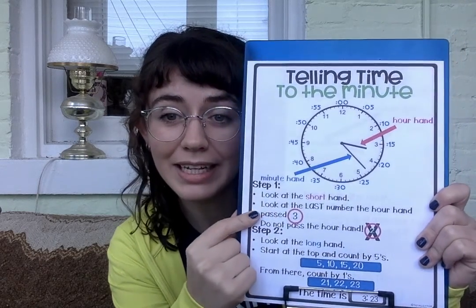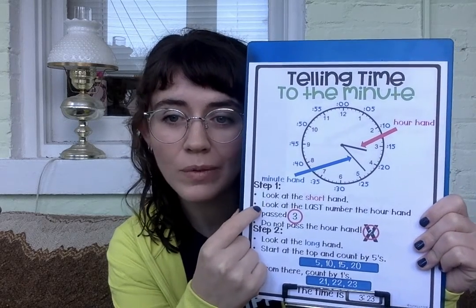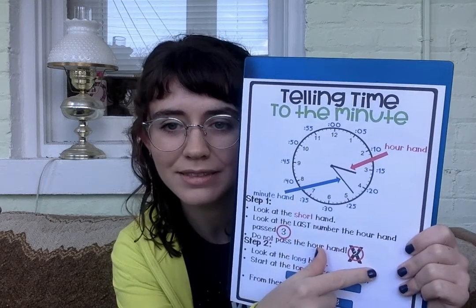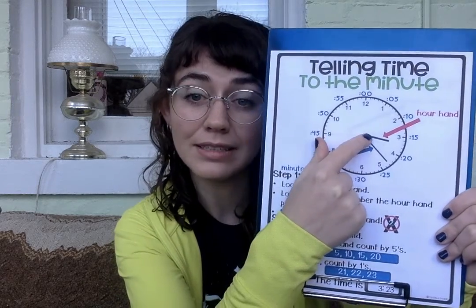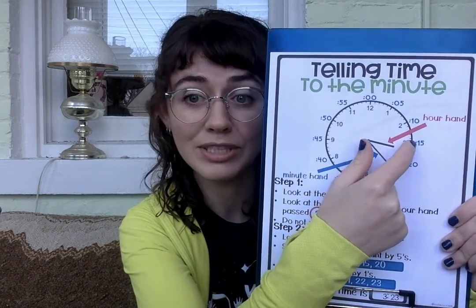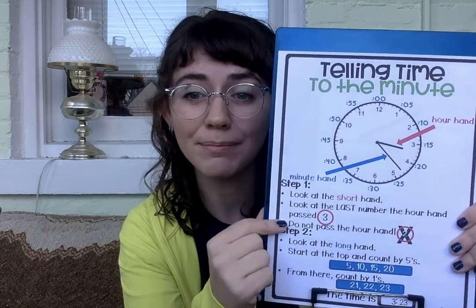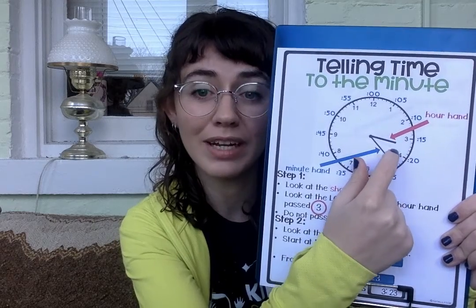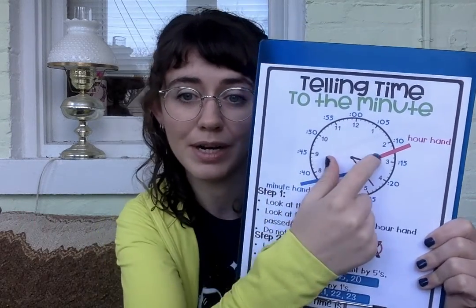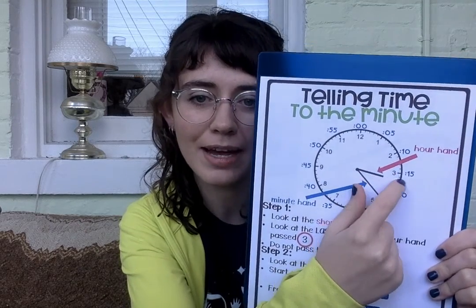Then with the hour hand, the big thing that we were thinking about was that we have to look at the last number that the hour hand passed. So here on this clock, the last number that this hour hand passed was 3, right? It can't be 4 because we didn't go past that. You never want to go past the hour hand. You always want to go with the one that last passed, so you go back up to 3.